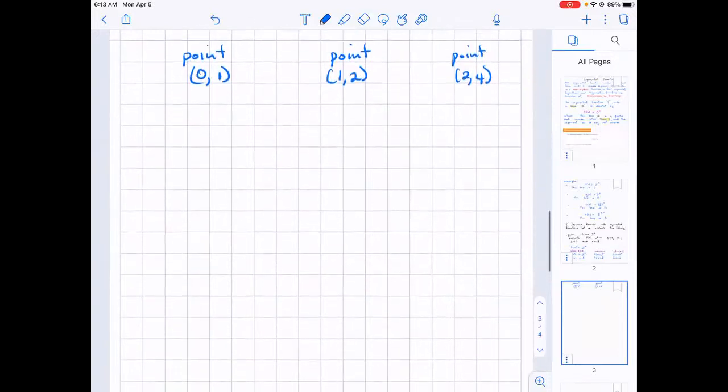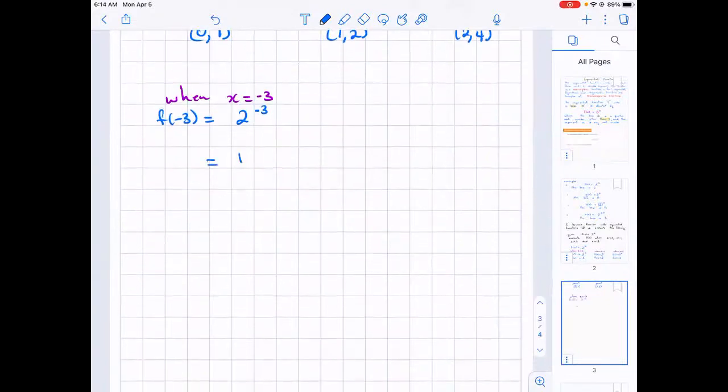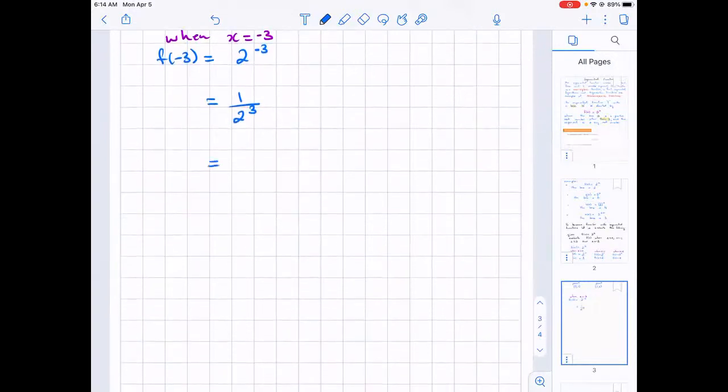And then finally, we can look at when x is equal to minus 3. So f of minus 3 is going to be 2 raised to the minus 3 power. And keep in mind, a negative power becomes 1 over 2 to the positive third power, which is equal to 1 over 8. So if you write this as a point, x is minus 3 and y is 1/8.